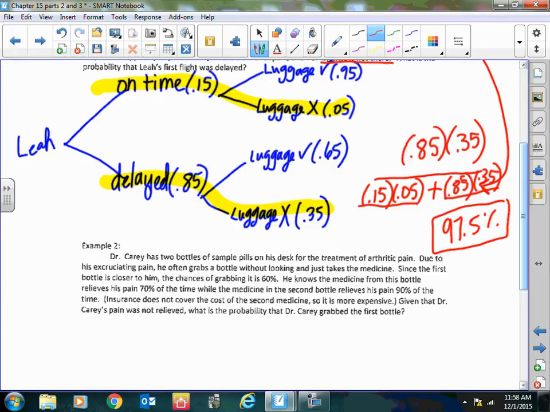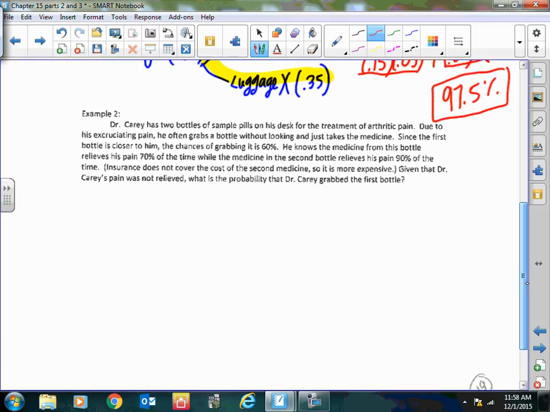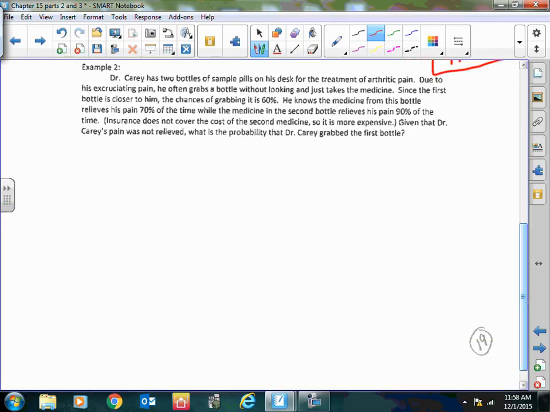97.5% of the time that her luggage wasn't there, she had had a delayed initial flight. Her first flight had been delayed. Okay, I want you to see if you can sort through this second one. So try that one. I'll give you a few minutes, see how you do.